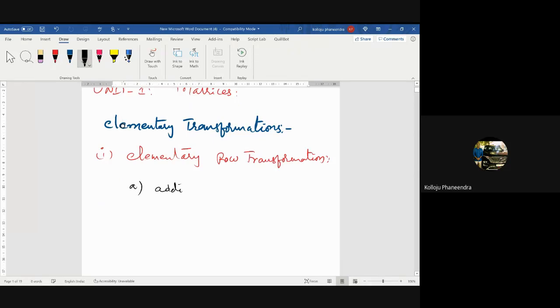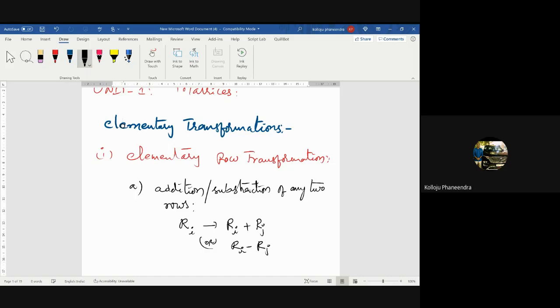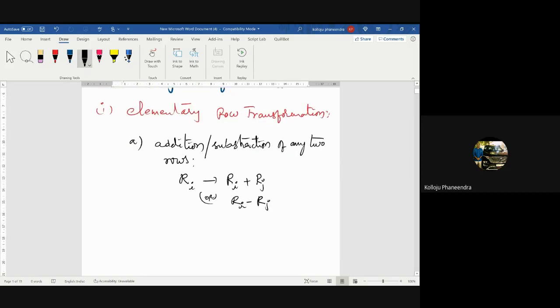addition or subtraction of any two rows. For example, Ri stands for ith row, which implies Ri plus Rj, or Ri minus Rj. Okay. Addition or subtraction of two rows.